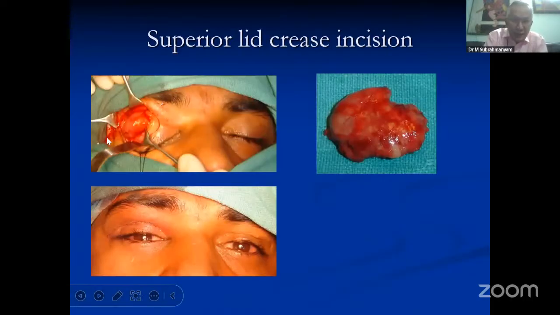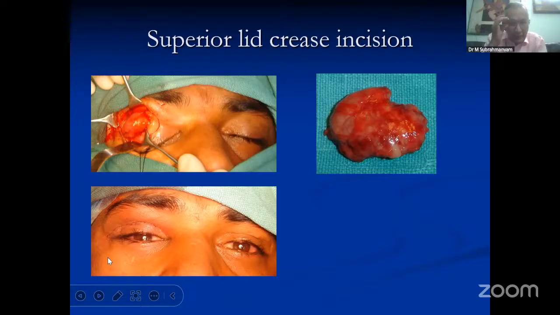This is the superior lid crease incision through which I have removed the small tumor that is present there in the orbit, and then sutured it. You can see that this incision is so well hidden in the lid crease that it will not make any mark. It will not lead to any scar. So that is the importance of a superior lid crease incision.